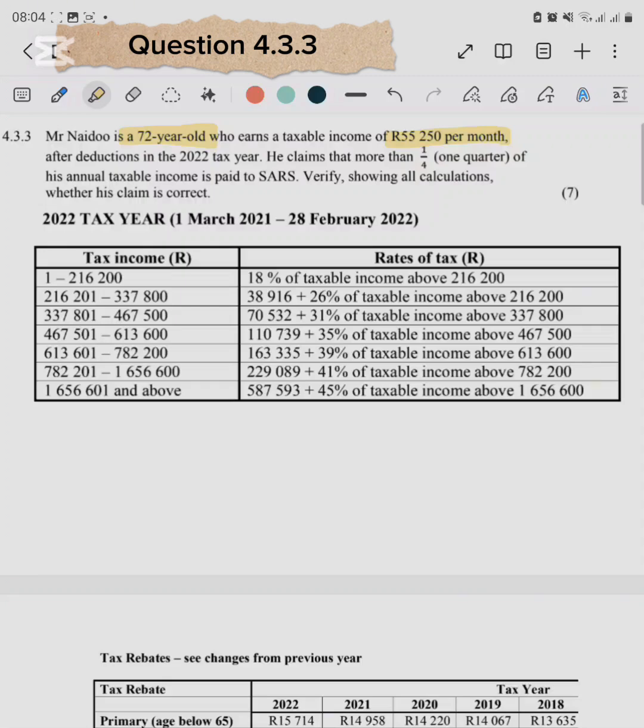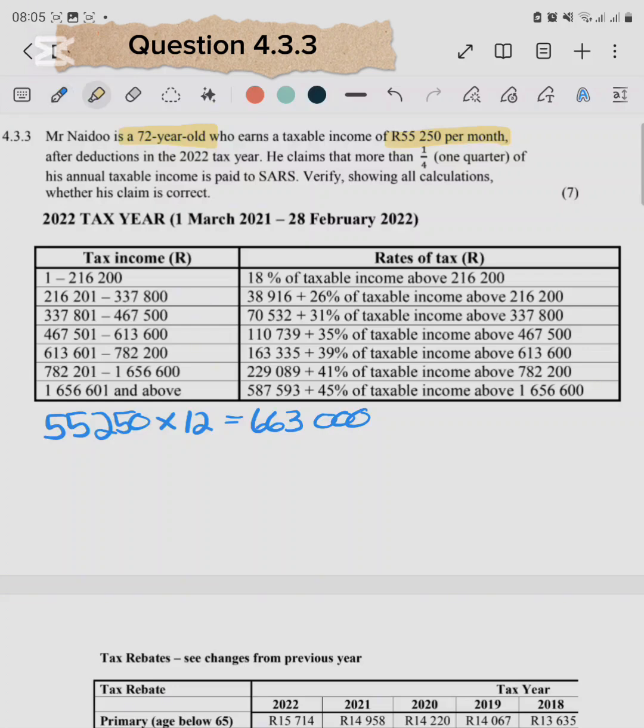So to do this, we need to first figure out, well, what is he going to pay to SARS? So if I look, firstly it's 55,250. This is per month. And we know we can't work monthly figures with a tax table. So we need to multiply it by 12 to get us to an annual figure. And that is 663,000 Rand.